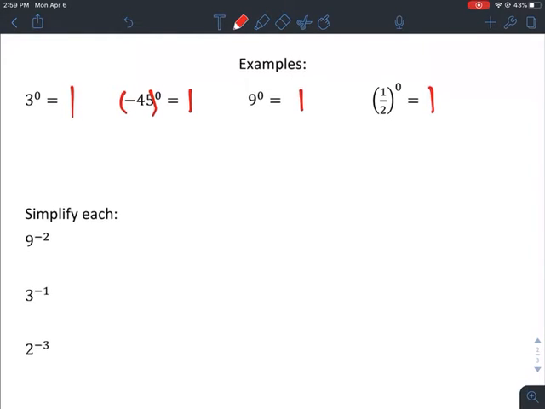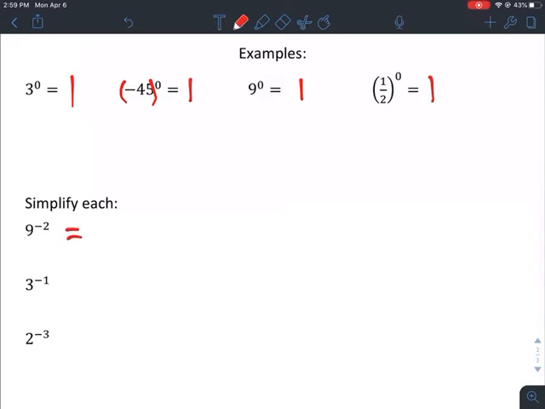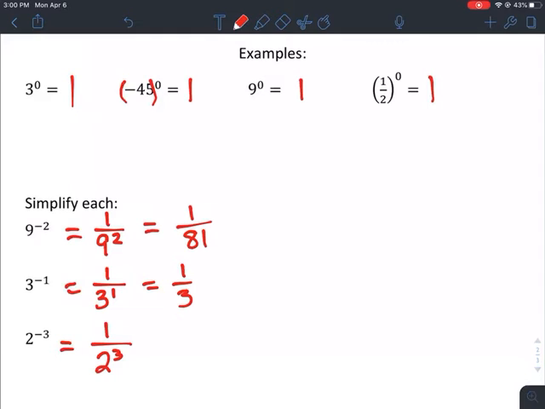And then when you have numbers like these, if you have 9 to the negative 2, what you're going to do is flip it over and make it positive, and then just square the 9. If you have 3 to the negative 1, you're going to flip it over, and then 3 to the 1 power is just 1/3. And same thing here, if you have 2 to the negative 3, it's 1 over 2 cubed. 2 cubed is 2 times 2 times 2, so that's going to be 8.